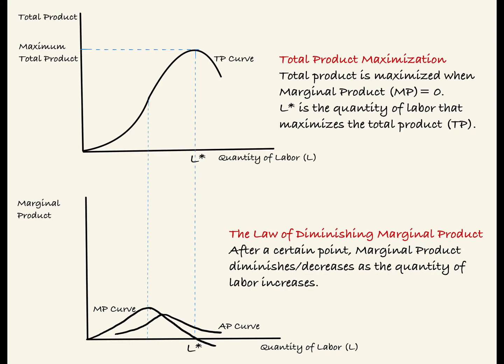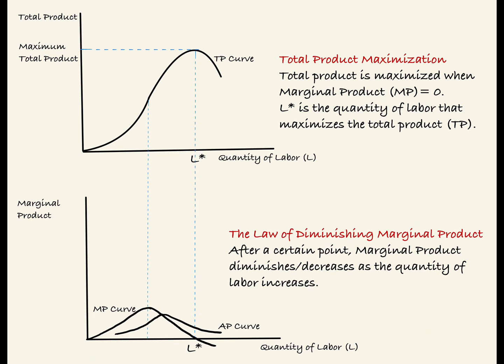Now let's take a look at total product maximization and the law of diminishing marginal product. Let's take a look at the first graph. We can see the total product curve. We can also see the maximum of that curve, which represents the maximum total product. Total product is maximized when marginal product, or MP, equals 0. L star is the quantity of labor that maximizes the total product, or TP.